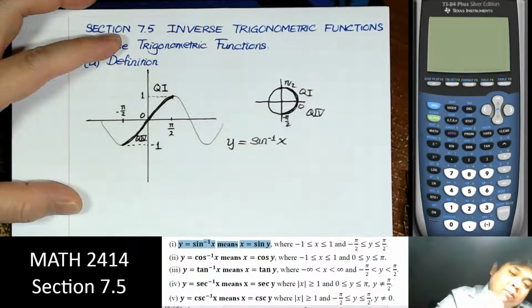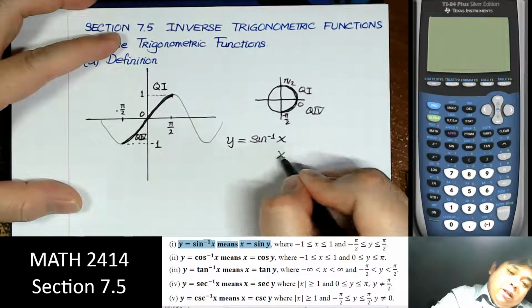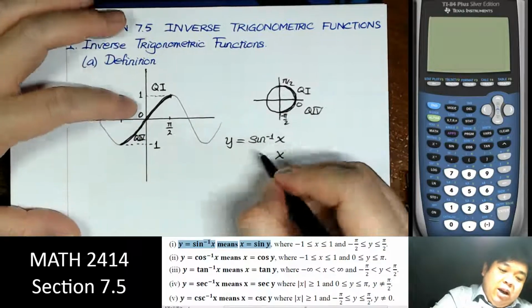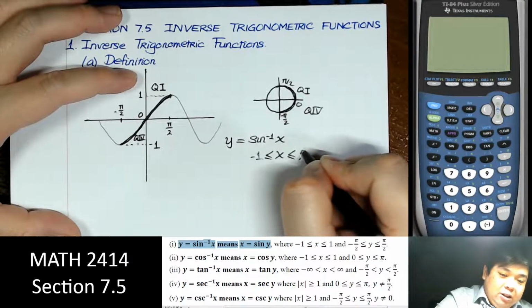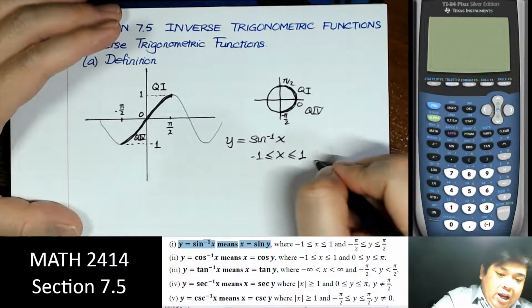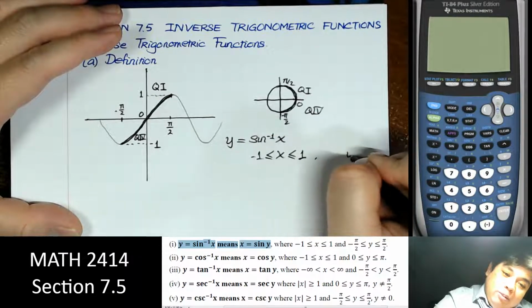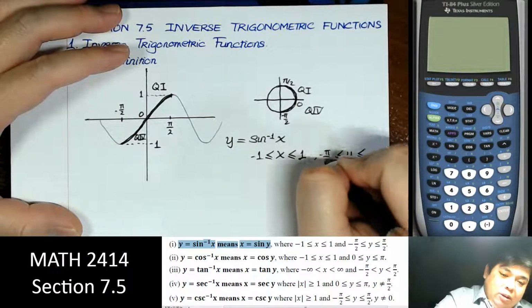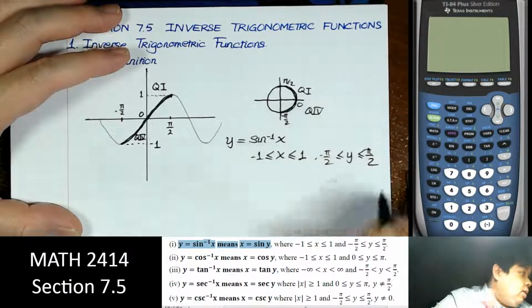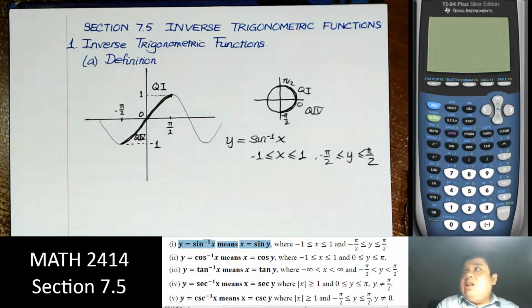So when we write y equal to sine inverse of x, the x values have to be the y values here, between -1 and 1, and then the y has to be between -pi/2 and pi/2. So that is inverse sine.